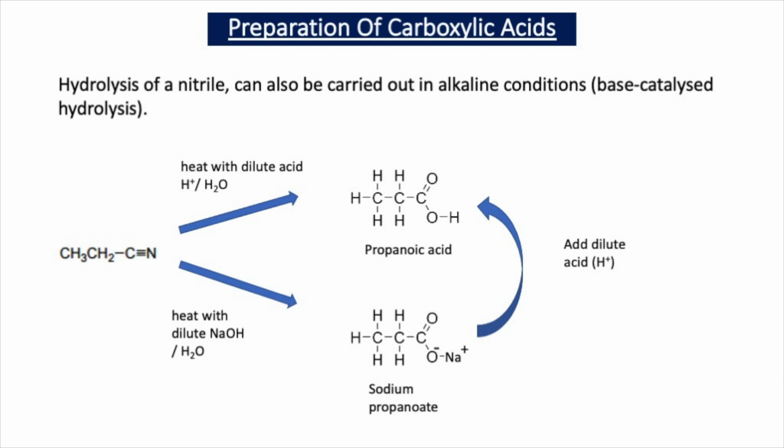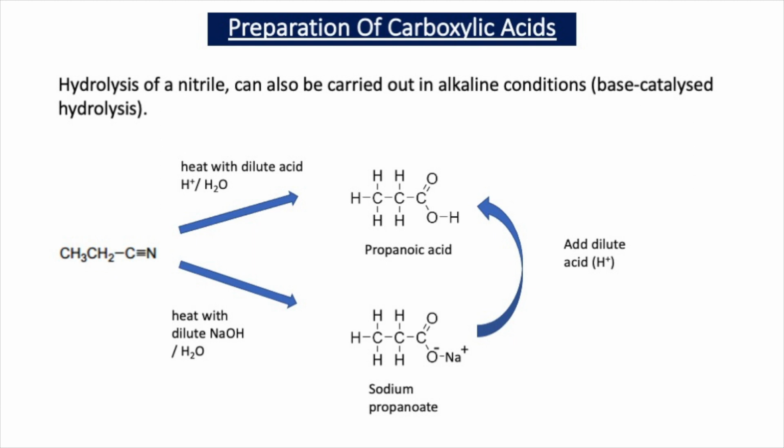Now, sodium propanoate is CH3, CH2, C double bond O, ONa. And you can either write it as ONa at the end, or you can write it as O minus Na plus. And chemists will often write it like that to show the ionic bond that's present between the Na plus ion and the carboxylate ion. Now, to convert the salt of the carboxylic acid to the carboxylic acid, all you have to do is add dilute acid. So if you add, for example, dilute HCl or dilute sulfuric acid, you will get the carboxylic acid from the salt.